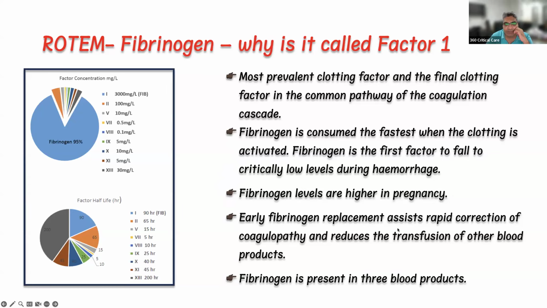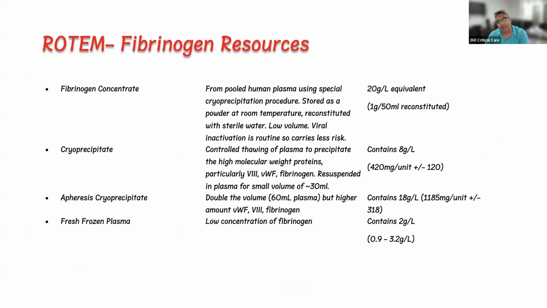Now, early fibrinogen replacement assists rapid correction of coagulopathy and reduces transfusion of other blood products. This has been proven with multiple clinical trials also. Sometimes they ask you what are the sources of fibrinogen in clinical practice. So usually there are three important sources: fibrinogen concentrate, where you find the highest amount of fibrinogen, followed by cryoprecipitate, a little bit lower, and if it is apheresis cryoprecipitate, the concentration is slightly higher. The least you find in fresh frozen plasma.